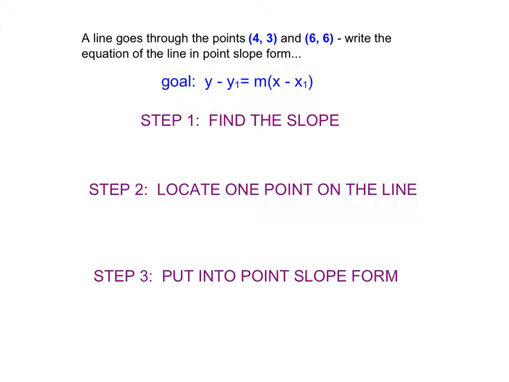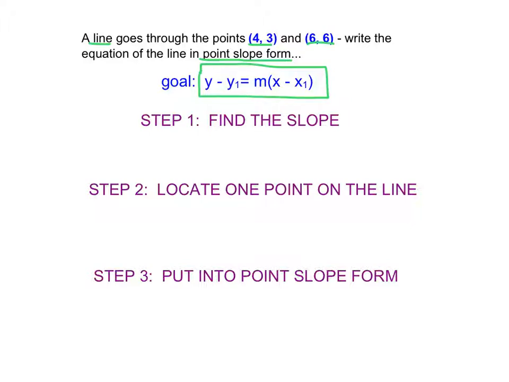So all we're doing is taking these key pieces of information and substituting them into this equation that we see here. In this example, we're going to write the equation of a line that goes through the points (4, 3) and (6, 6). And we're going to write the equation of that line into point-slope form. So our goal is to put it into this form right here. So we have y minus the y-coordinate of a point on our line equals m, parentheses, x minus the x-coordinate of a point on our line.